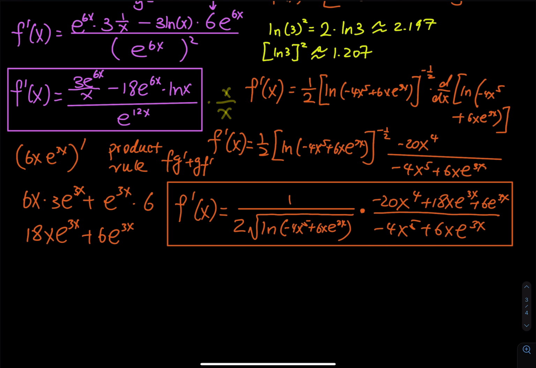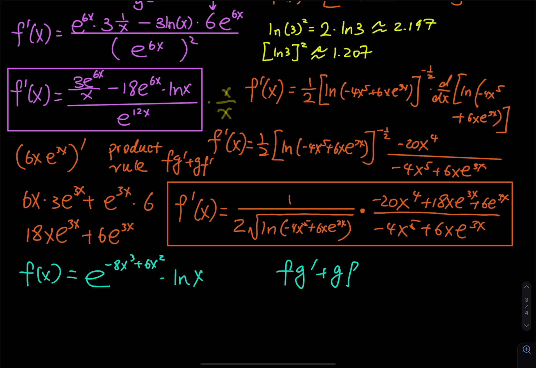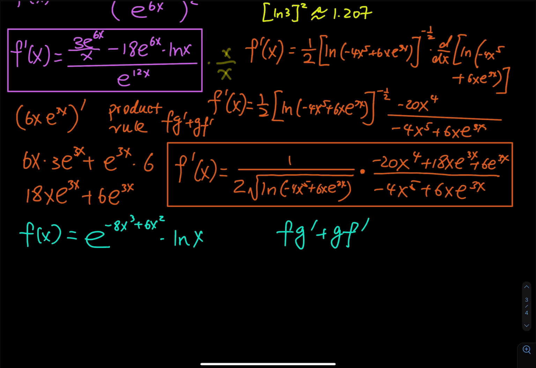Alrighty. So we have f of x equals e to the negative 8x to the third plus 6x squared times ln x. So I can see a product rule right here. So the product rule is fg prime plus gf prime. Okay, let's get started. So we have f prime of x.